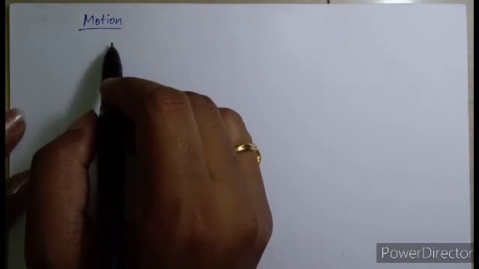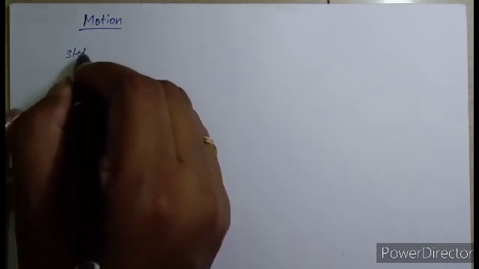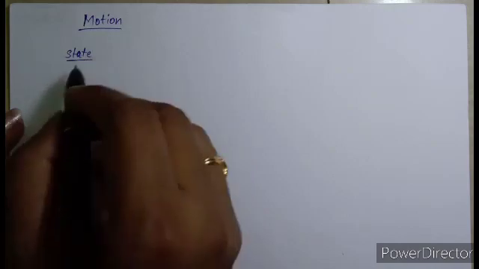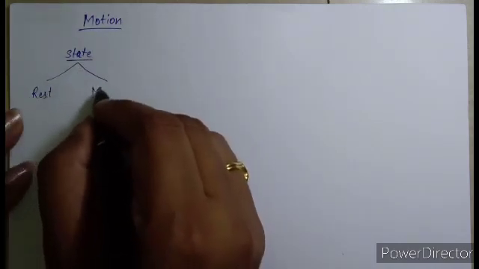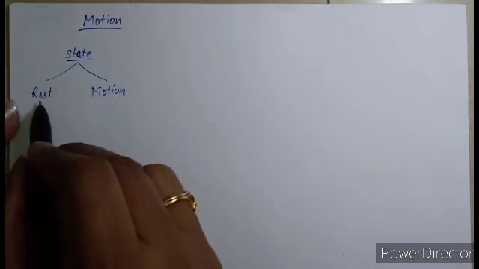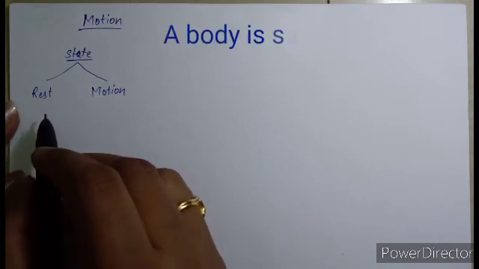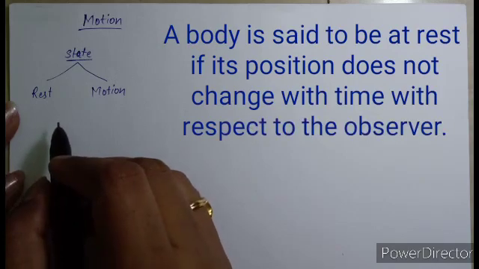Hello students, today we are going to discuss chapter number 4, that is motion. Already you know that a body can be in two states. One is rest and another one is motion. A body is said to be at rest when its position does not change with time with respect to the observer.